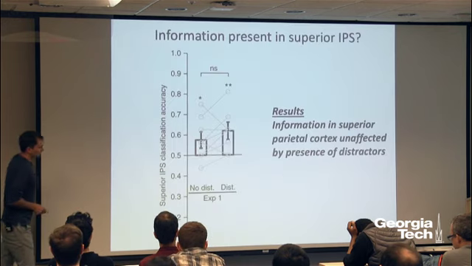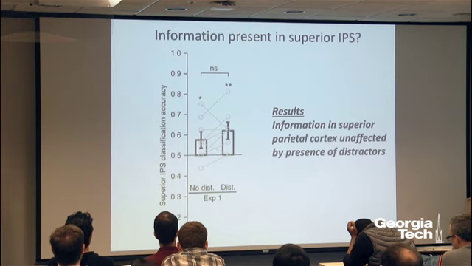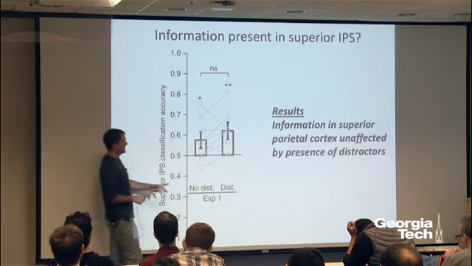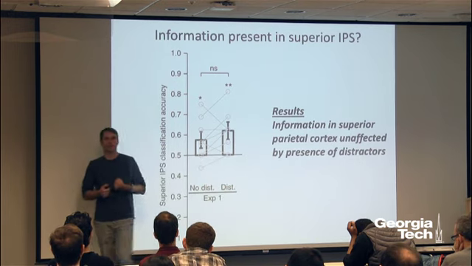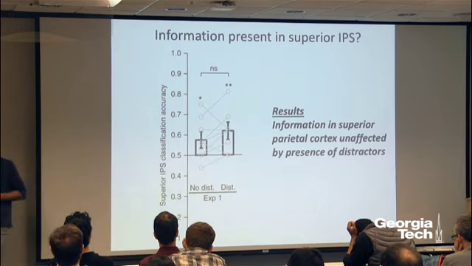Now, if you look in the superior parietal area that they've localized, you find that the difference in classification accuracy between when there's no distractor and when there's a distractor largely goes away. The important thing is that even when there's a distractor present, you can still decode what the subject is remembering in this area of parietal cortex.